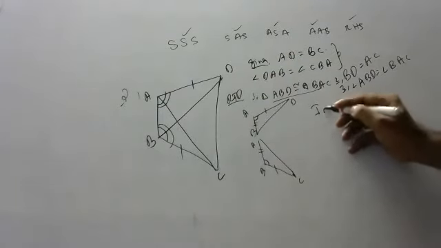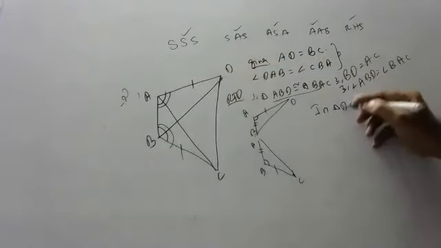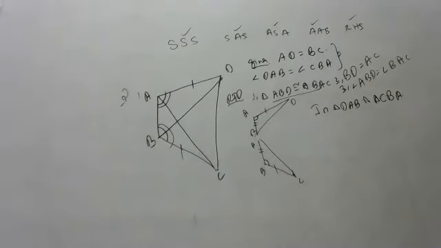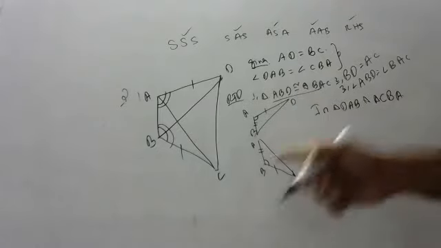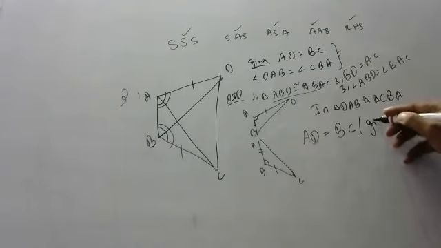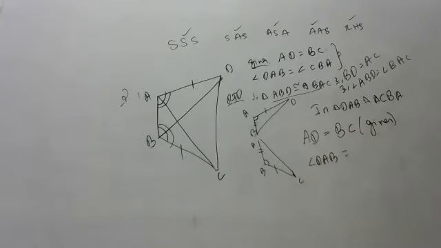Okay. So, in triangle DAB and triangle CBA, first one, children: AD is equal to BC. Can anyone say why AD is equal to BC? Given, right? Given, children. Next one, angle DAB is equal to angle CBA. Why, children? Given. Very good.